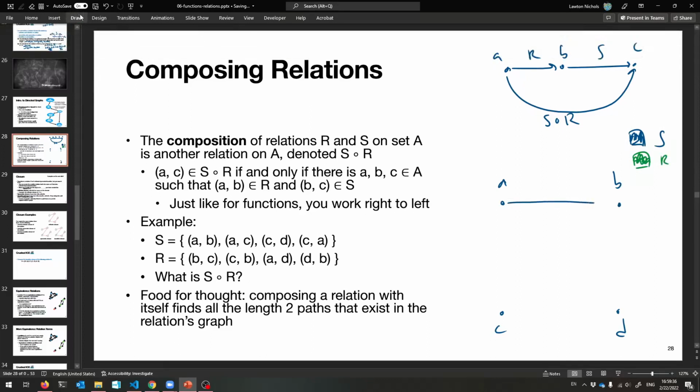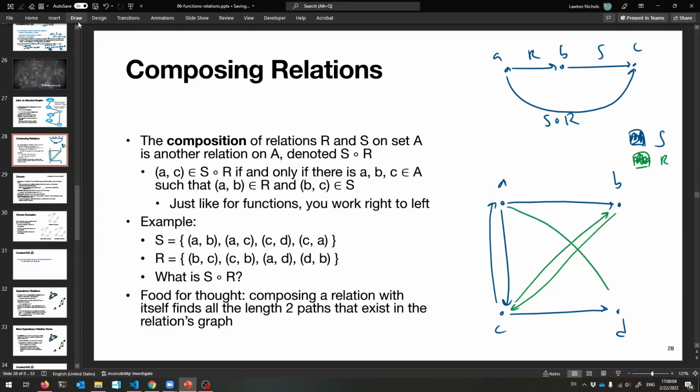A is related to B under S, so blue. A is related to C under S. C is related to D under S. And C is related to A under S. Okay, then under R, we have B related to C. We have C related to B, other direction. A is related to D, and D is related to B. Okay, so those are my two relations, and now let's talk about what the composition S after R is.